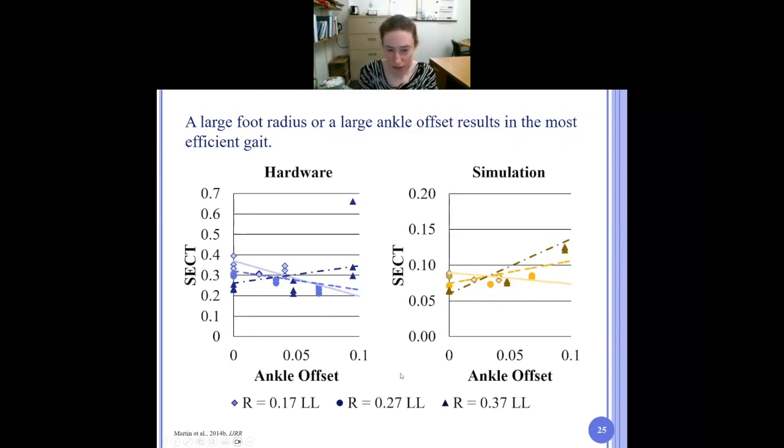And what I found is that you either want a large foot radius and minimal to no ankle offset, or you want a large ankle offset and a small foot radius in order to get the most energetically efficient walking. So there's a trade-off between the two. You don't want both of them to be large or both of them to be small.